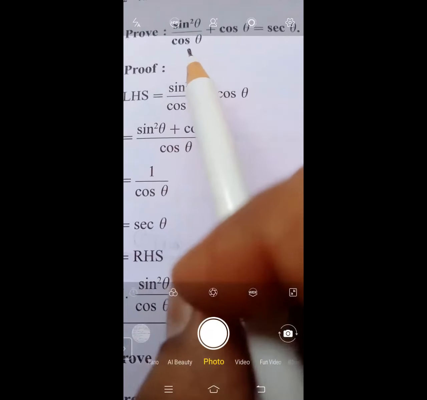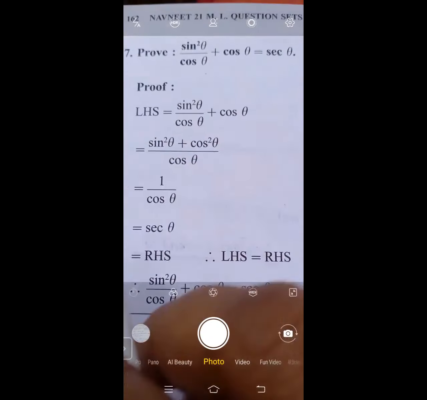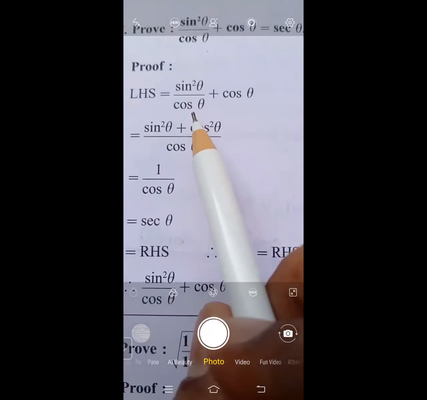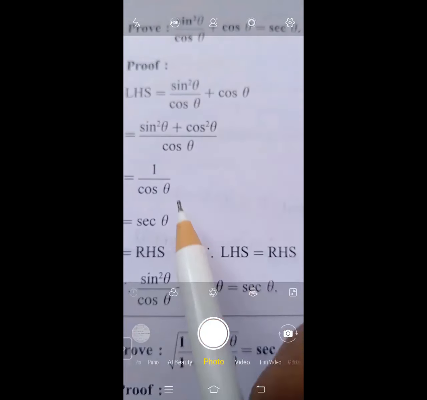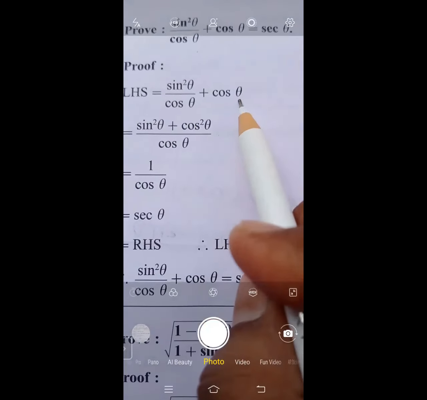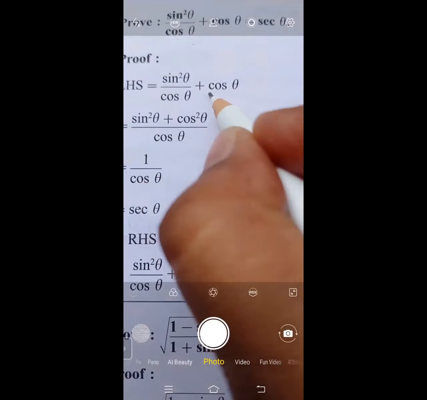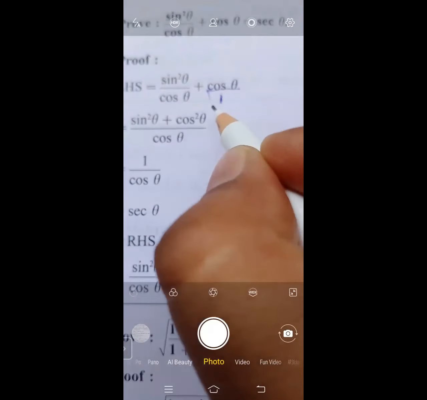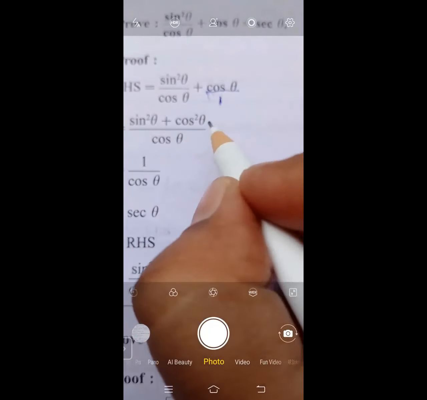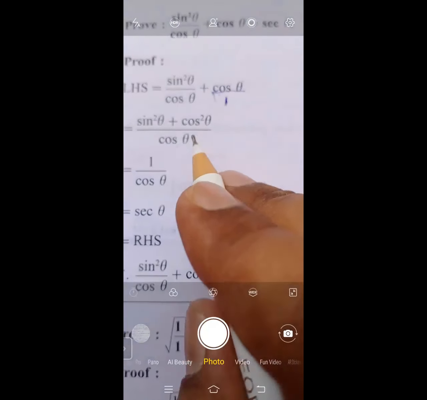Sine square theta upon cos theta plus cos theta equal to sec theta. So we have taken LHS as it is, sine square theta upon cos theta plus cos theta. Make this denominator same by multiplying cos in the numerator as well as in the denominator. Here nothing is there, it means that one is there. So we are multiplying it. The numerator will become cos square theta, whereas the denominator will remain cos theta itself.